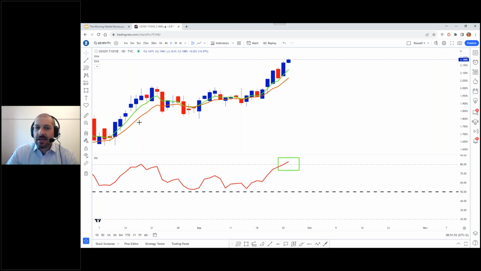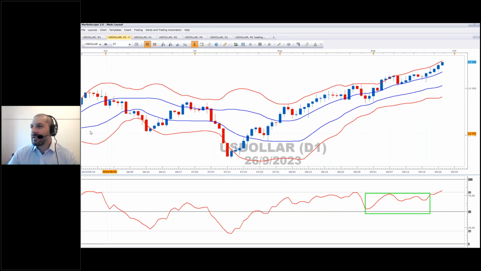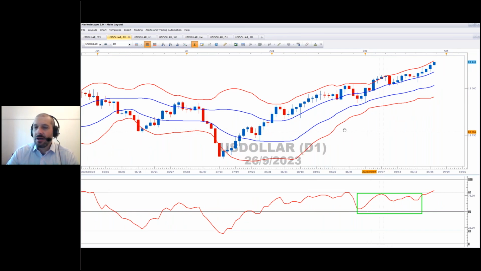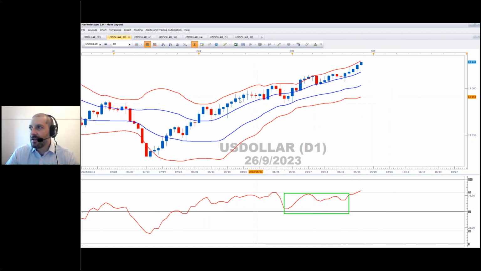What we can do is bring up our MarketScope, and let's bring up the US dollar. The US dollar tends to be positively correlated with the real interest rate. Now you can see it's moving along in zone 1 between the upper red and the upper blue, but take a look at its RSI. RSI has gone overbought as well. So I wouldn't be surprised to see some sort of normalization in the real rates, and I wouldn't be surprised to see some sort of normalization in the dollar.